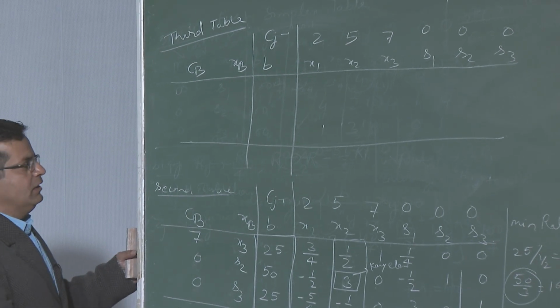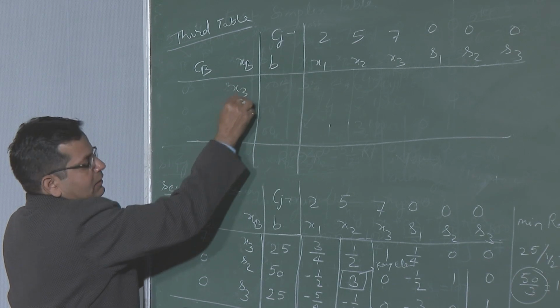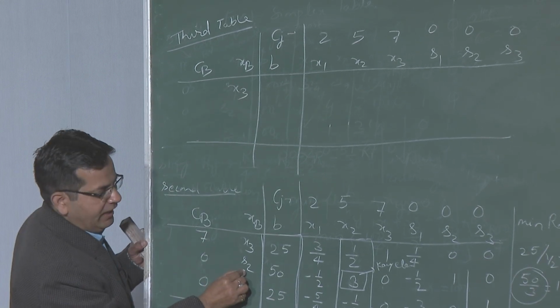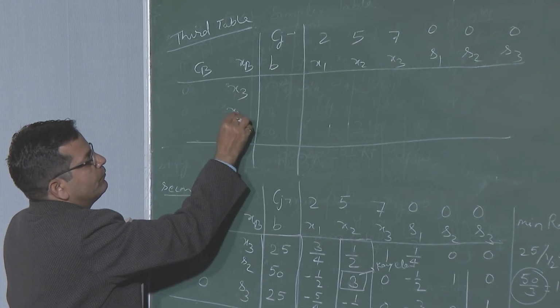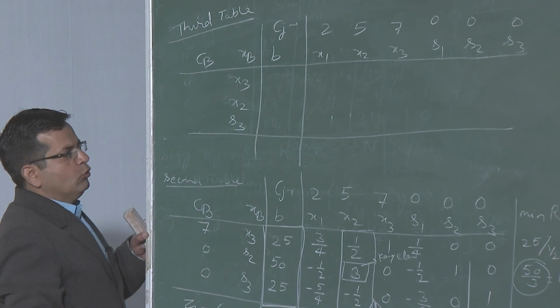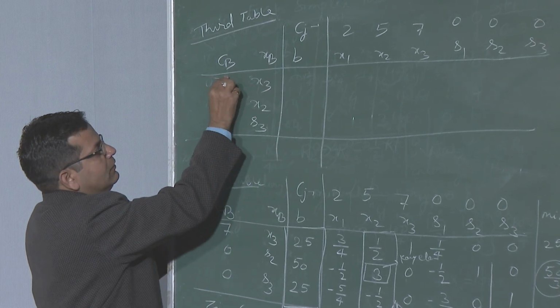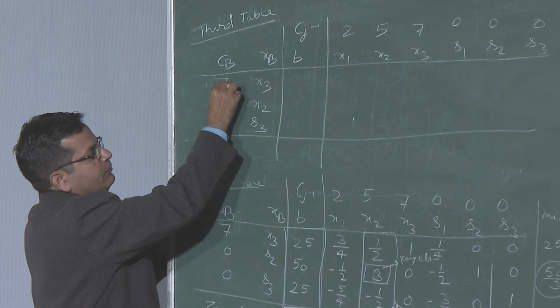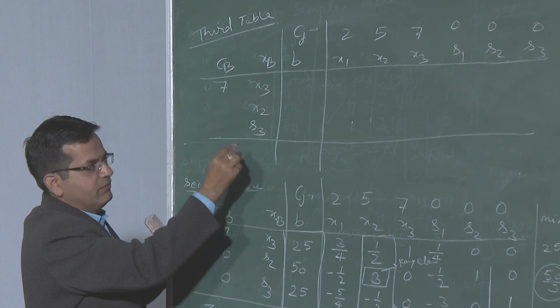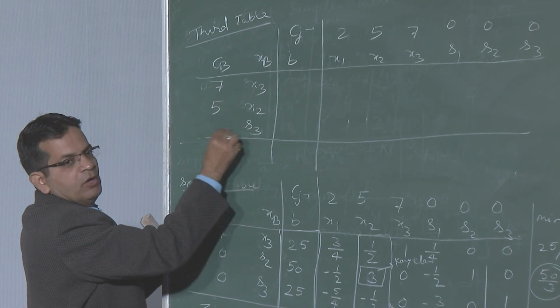Now, in the third table in the basis part we have variable x3, in place of s2 I will write x2, and s3. Now, cost is different, cost of x3 is 7. So, I will write CB corresponding to x3 is 7, cost of x2 is 5, and cost of S3 is 0.